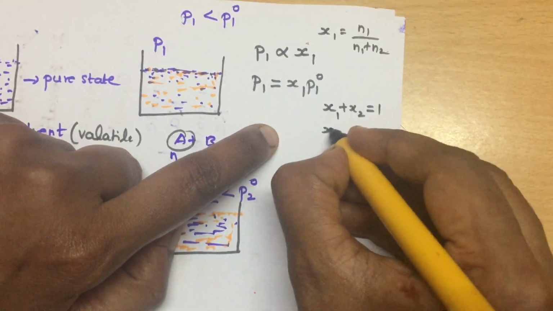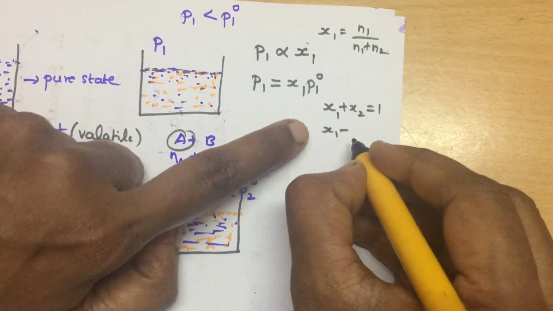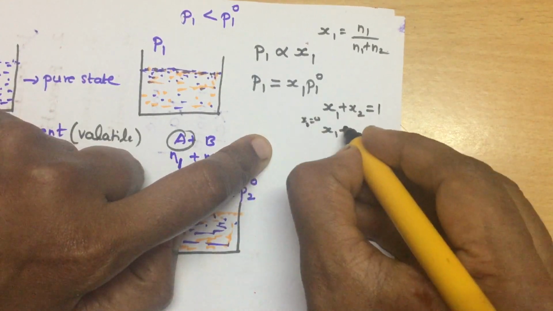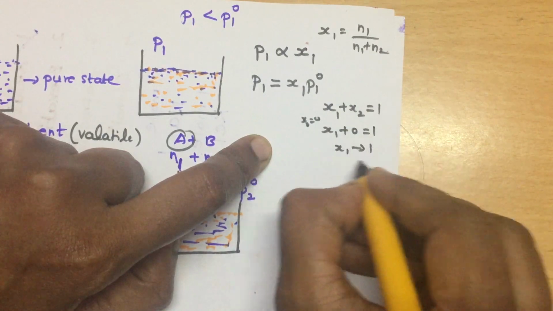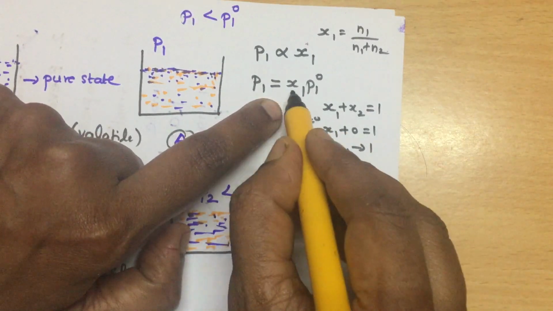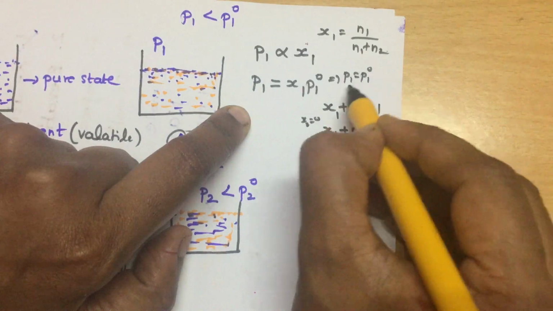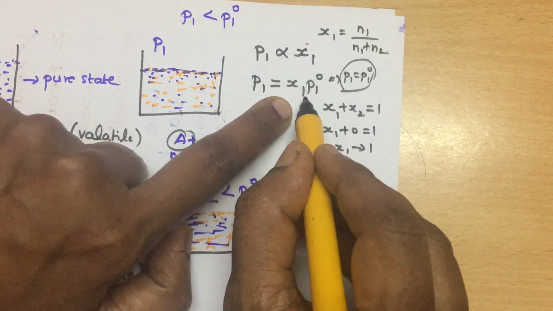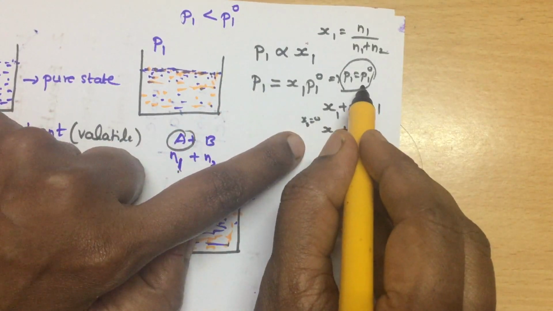Imagine a situation when x2 is equal to 0, when it is in the pure state. What happens? x2 is equal to 0 in the pure state, so x1 tends to 1. Correct? So when x1 is equal to 1, P1 will become P1 naught. Understood? So it is because of mixing that the pure state value decreases. If you don't mix, it will be equal to the initial state.